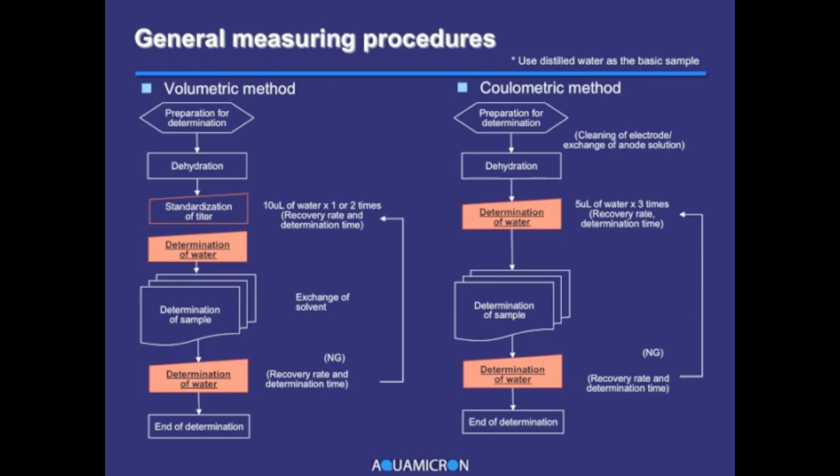Similar calibrations with distilled water before and after actual sample measurements, by using 5 instead of 10 microliters of distilled water, are strongly recommended also in the colorimetric titration.